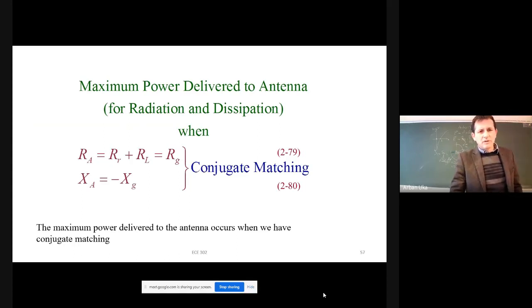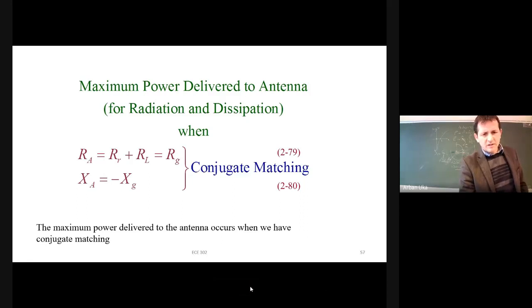Now the maximum power is delivered in an antenna for radiation and dissipation whenever we have this conjugate matching. With conjugate matching, we see that the resistance of the antenna has to be equal to the resistance of the generator, or the circuit which generates the signal. And when we have conjugate matching, we should also have that XA, the reactance of the antenna, should be equal to the negative of the reactance of the generator.